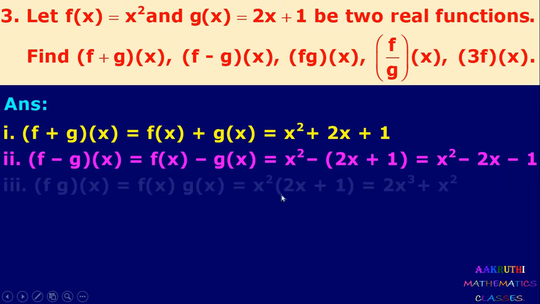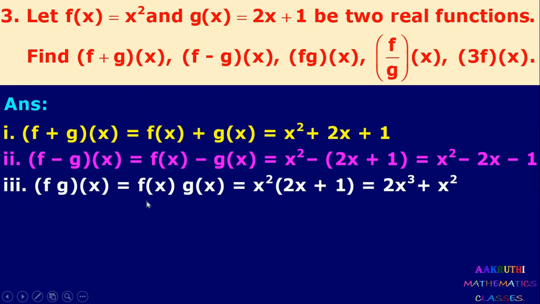So next question, it is f into g of x. So f into g of x is f of x into g of x. So here f of x is x square and g of x is 2x plus 1. So therefore f of x into g of x is x square into (2x plus 1). And we can multiply this. X square into 2x is 2x cube and x square into 1 is x square. So therefore f into g of x is 2x cube plus x square.